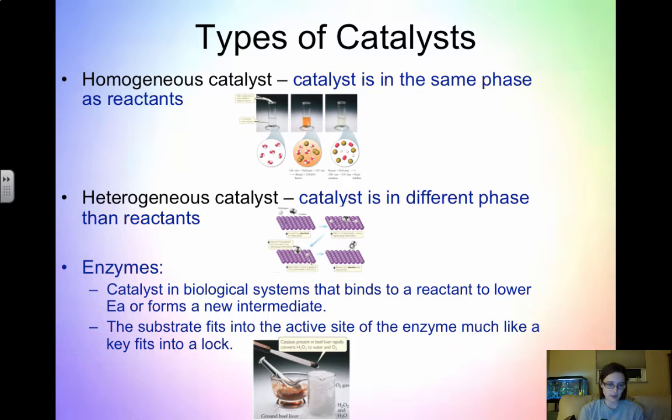An example of an enzyme is catalase, which is an enzyme that is in the liver. What it does is it speeds up the decomposition of hydrogen peroxide, because at high concentrations, hydrogen peroxide can be very dangerous and potentially lethal.